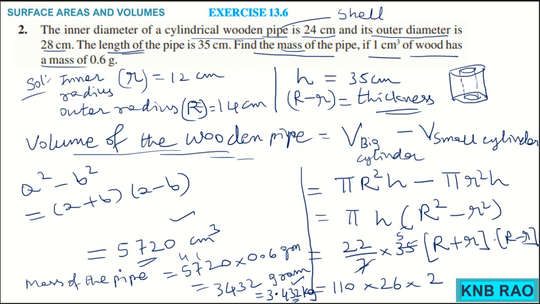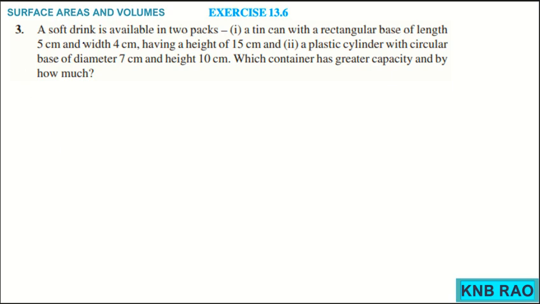Okay. Now moving on to question number 3. A soft drink is available in 2 packets. One, a tin can with a rectangular base. It is just nothing but cuboid. Length, breadth and height they gave. Second, a plastic cylinder with a circular base diameter 7 centimeter and height 10 centimeter. Which container has greater capacity and by how much?